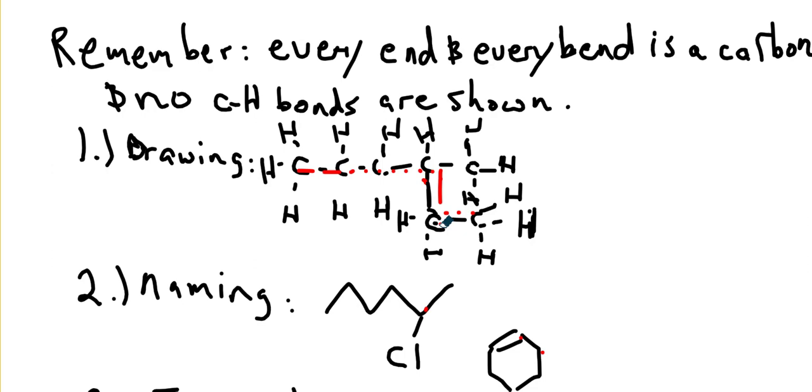It'd only be 5 carbons if I took that one I didn't draw in. So let's draw a 6 carbon chain: 1, 2, 3, 4, 5, 6. There's my parent chain. We call the longest chain without backtracking the parent chain.